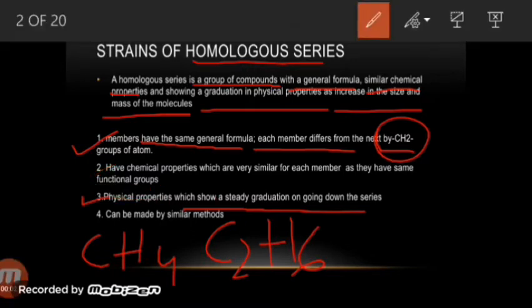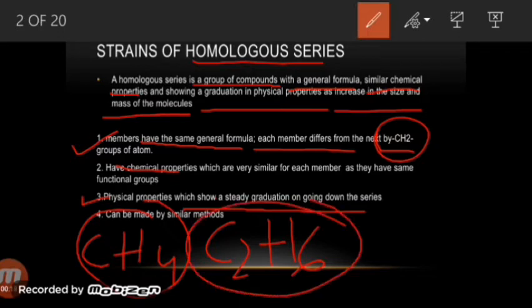So why is it that they have similar chemical properties but different physical properties? In order to understand that, let's take an example. When we burn methane, what will happen? It will give off carbon dioxide, water and energy. If we burn ethane, similarly it will also give carbon dioxide, water and energy. So that's why we say that their chemical properties are the same, but their physical properties are different.